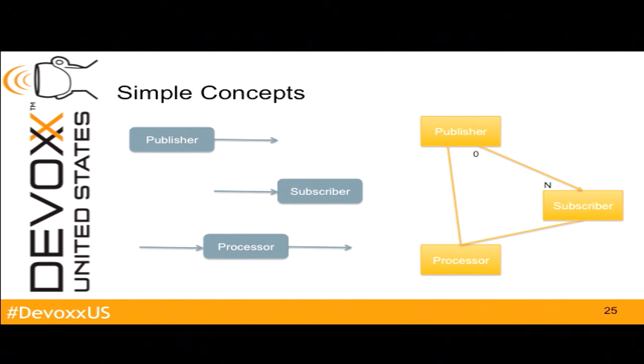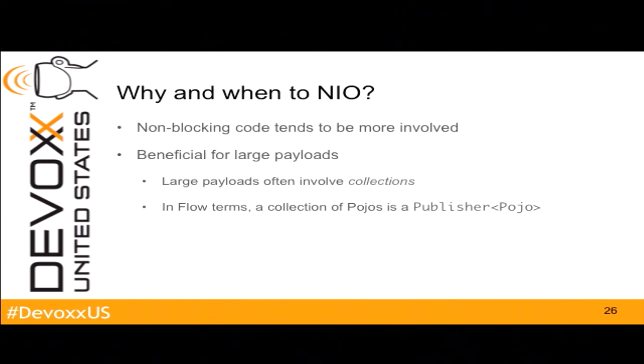In terms of entity relationships, as I said, a processor is both a publisher and a subscriber, and naturally, a publisher can have 0 or more subscribers. All right, so this is all great. How does it relate to JAX-RS, if it does at all? Let's try to see if we can connect the dots here. Obviously, NIO is usually something that takes a little bit more work to get right, and so it may not be for all the use cases that you have today, but it's certainly for some use cases, and this is what we're trying to identify as part of this process.